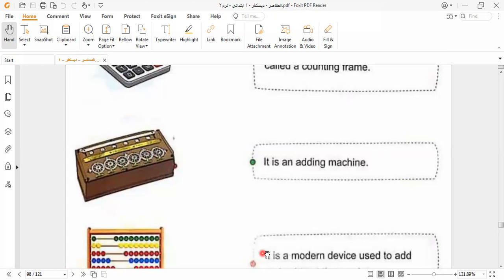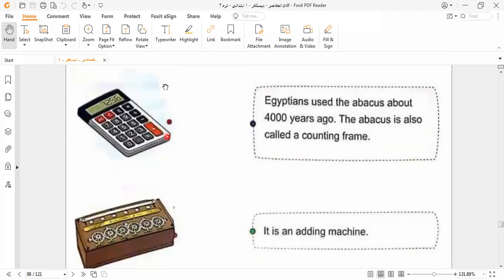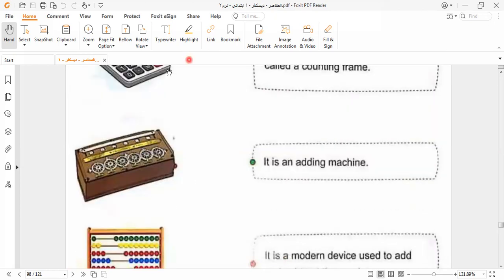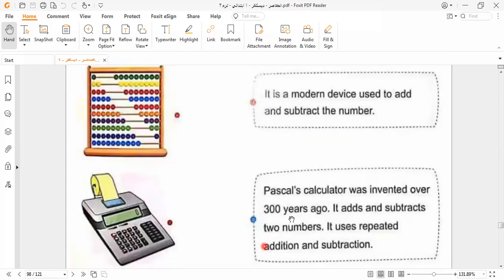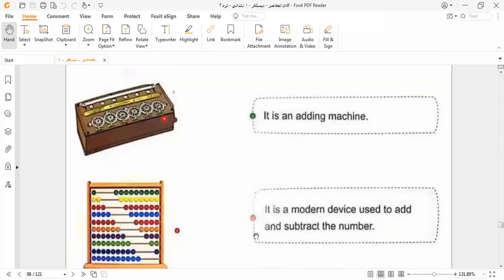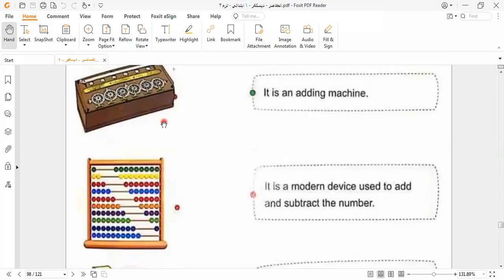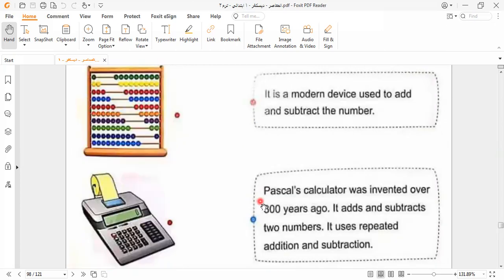We see it with our younger brothers, and we see fathers and mothers use the calculator. So this is the modern device we use to add numbers. Basically, the calculator was invented over 300 years ago. It adds and subtracts numbers. It is used to repeat addition and subtraction.